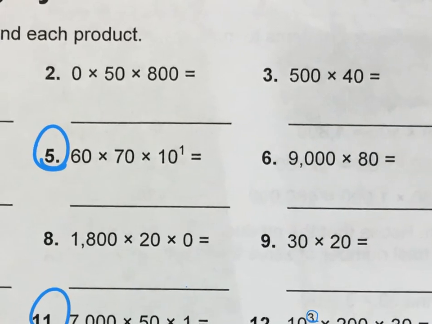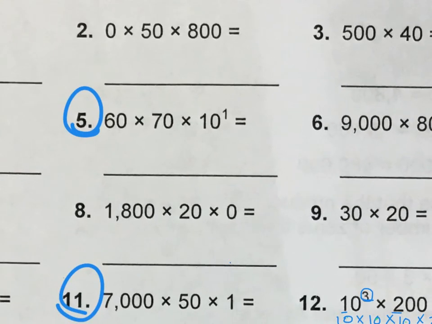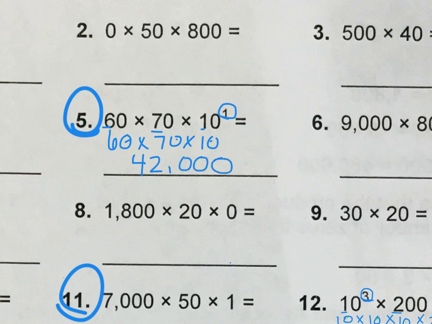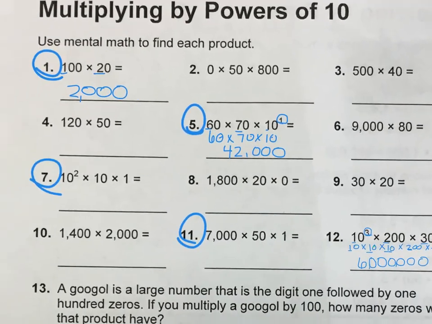Okay, here we go. Let's go ahead and look at number 5. All right, well, we have an exponent. So we're going to underline, and then we're going to write our numbers down. What are we going to have? 60 times 70 times 10. How many 10s do I need? 1. What's 6 times 7? 42. Very good. So let's just drop that 42 down. How many zeros? 1, 2, 3. Who got 42,000? Raise your hand. Excellent.